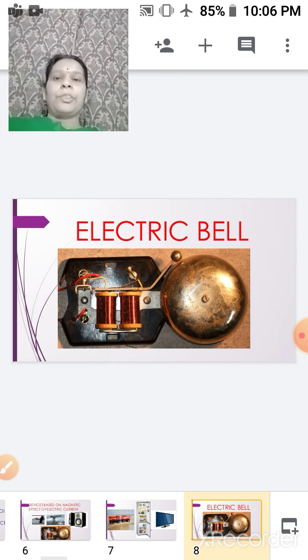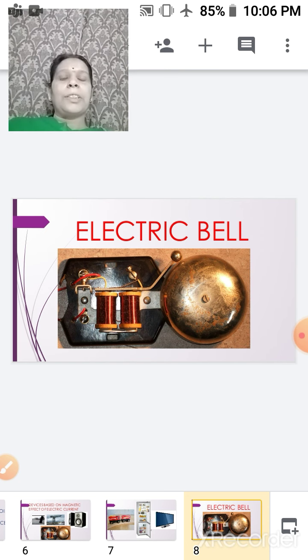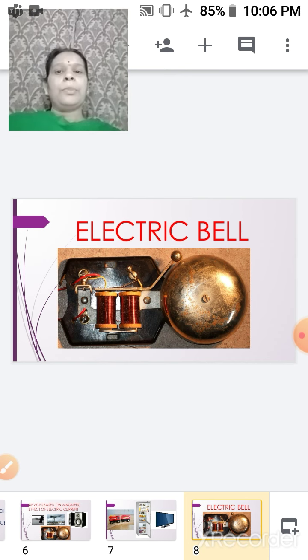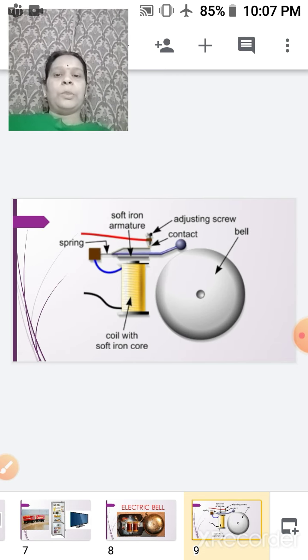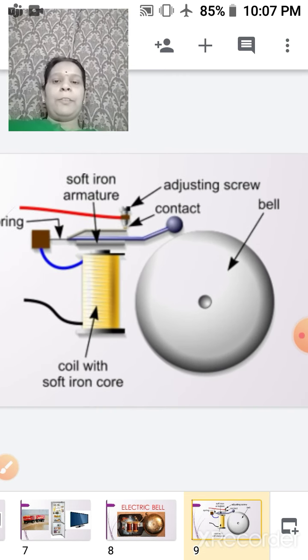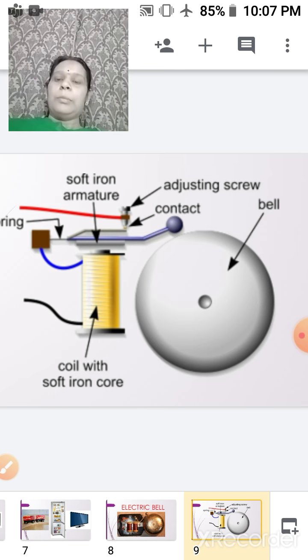So today, children, we will be studying in detail about the electric bell. That means we will be seeing how an electromagnet works over here, how an electric bell works with the electric current, and how it gets changed into a magnet. So here you can see the entire figure of an electric bell.